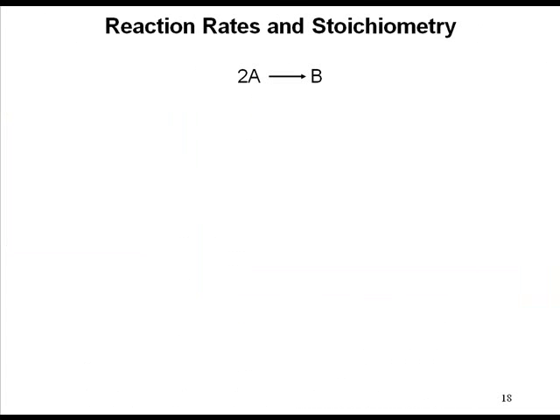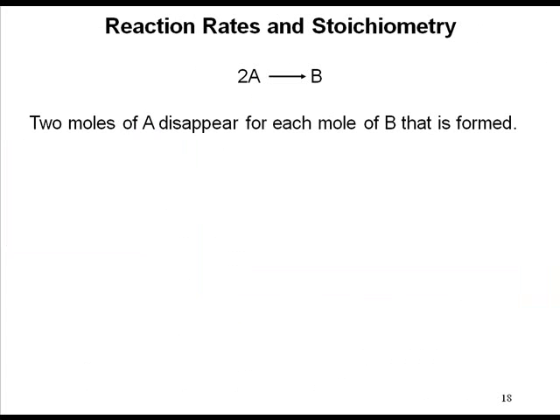So, what is the reaction rate using stoichiometry of A becoming B? So we have 2 moles of A disappearing for every B mole that is formed. So the rate is equal to negative 1/2 change of A over change in T. And the rate is 1/1, which isn't shown because that's 1, change in B over change in T.